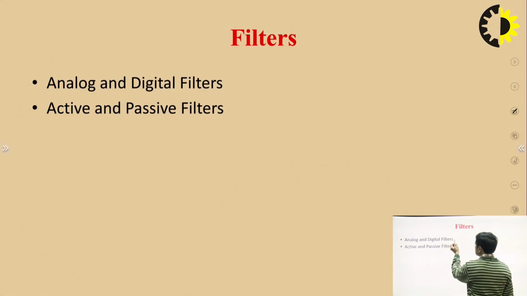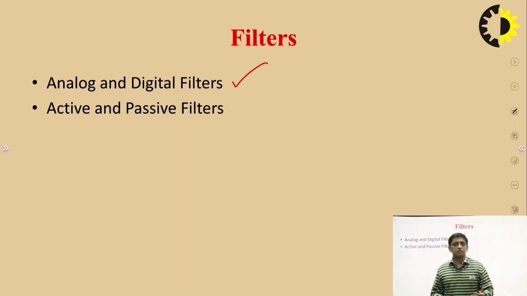Filters are classified into two parts. The first classification is analog and digital filters. Analog filters perform actions on the analog signal; they process the analog signal. Digital filters also process analog signals, but the difference is that digital filters process the analog signals using digital techniques. In this class, I am going to discuss the analog filter.